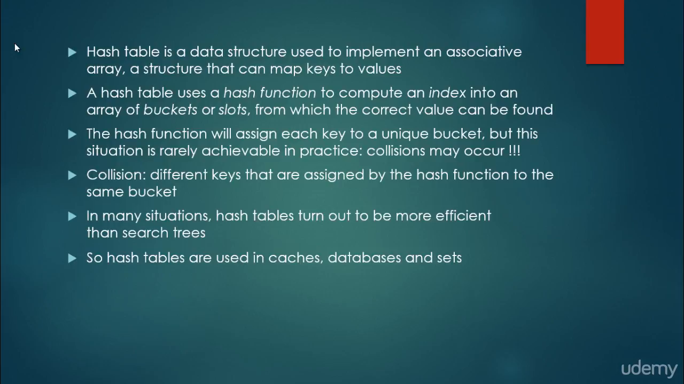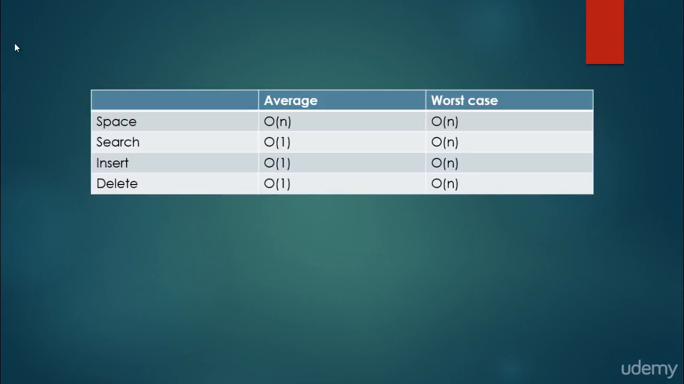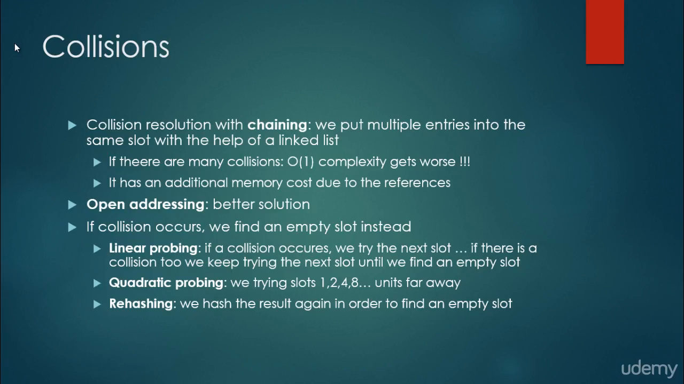In theory, we are able to achieve the order 1 constant time complexity, but sometimes we are not able to build a perfect hash function. Maybe it's not exactly order 1, but it's very fast. So hash tables are used in caches, databases, sets, whatever. That's the average time complexity for search, insertion, and deletion. It is order 1. Of course, the worst case is linear time complexity.